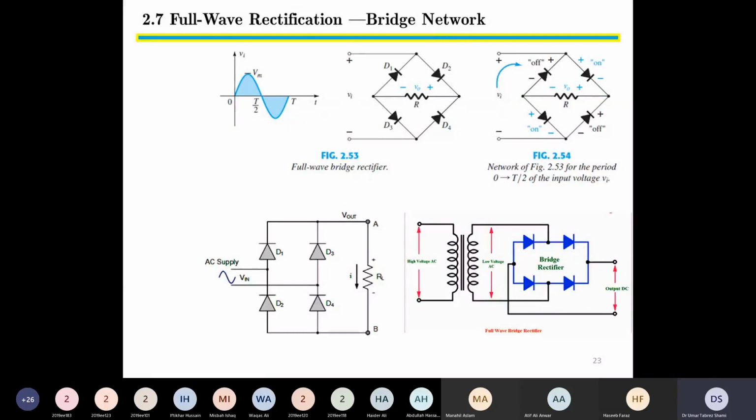However, the disadvantage of using the bridge network is that we are using 4 diodes. Each diode will have a voltage drop depending on whether it is silicon or germanium. And since there are 4, 2 diodes will work in each half cycle. So when 2 diodes are working, the voltage drop will be 0.7 volt plus 0.7 volt, that is equal to 1.4 volts.